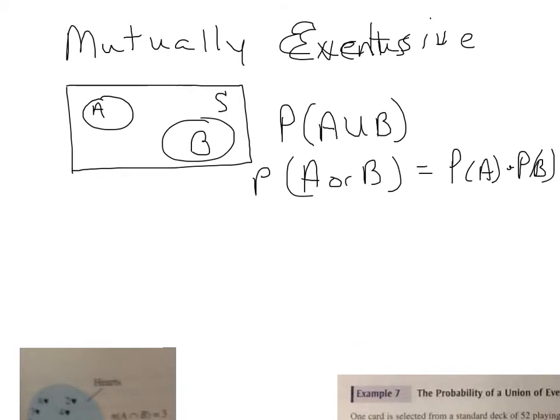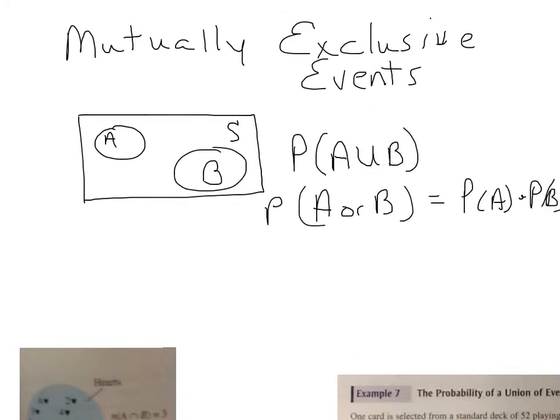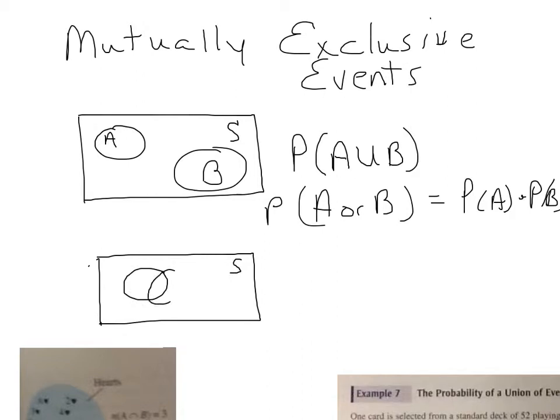If we have two events that are not mutually exclusive, let's say this is our sample space, and this time A and B are going to overlap. The area that they share would be the events in common. The red is the events that are in common to both A and B.